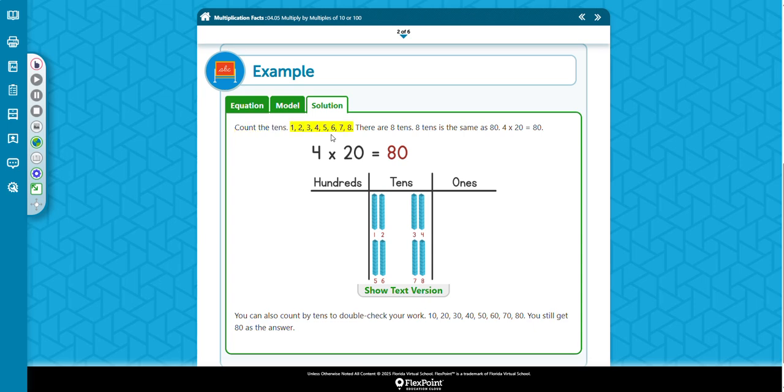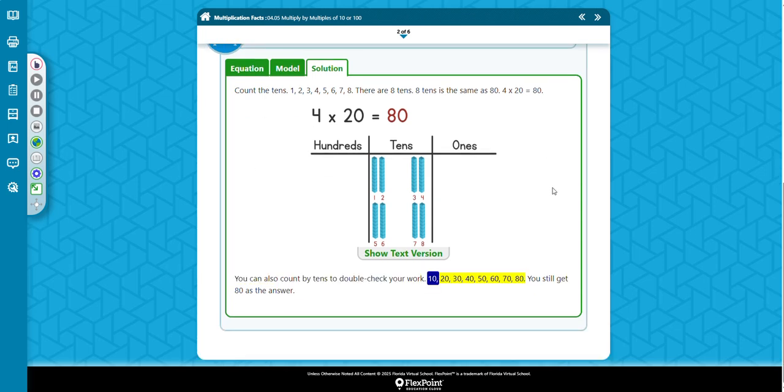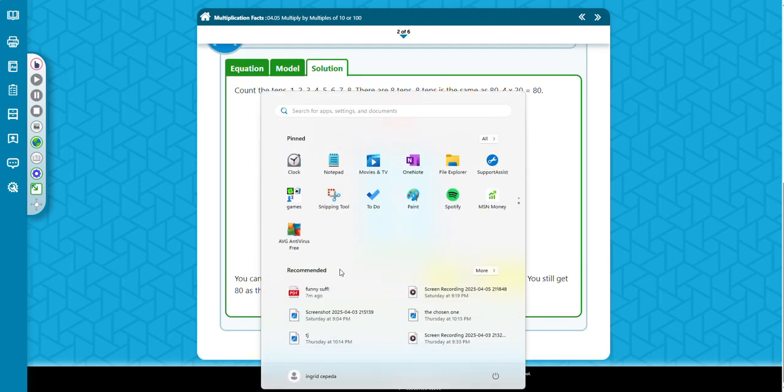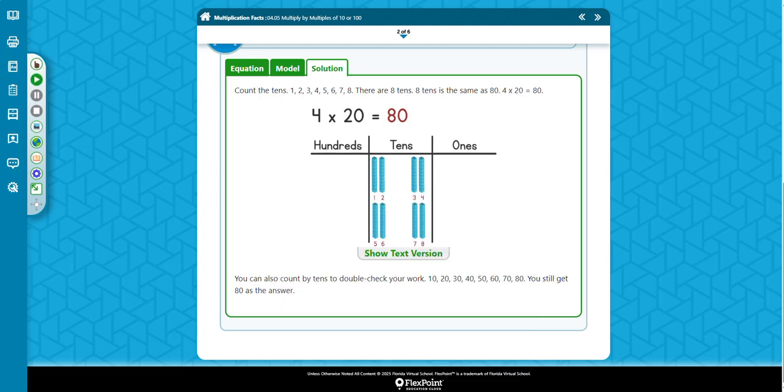Count the tens: 1, 2, 3, 4, 5, 6, 7, 8. There are 8 tens. 8 tens is the same as 80. 4 x 20 equals 80. You can also count by tens to double check your work: 10, 20, 30, 40, 50, 60, 70, 80. You still get 80 as the answer.